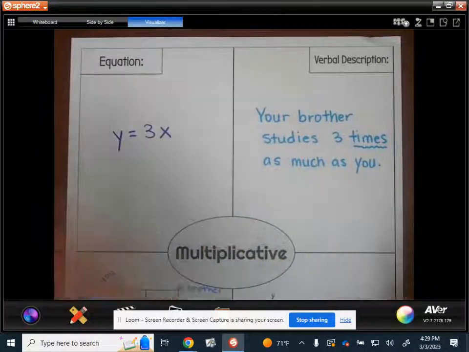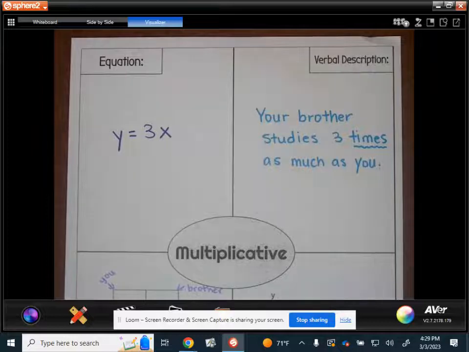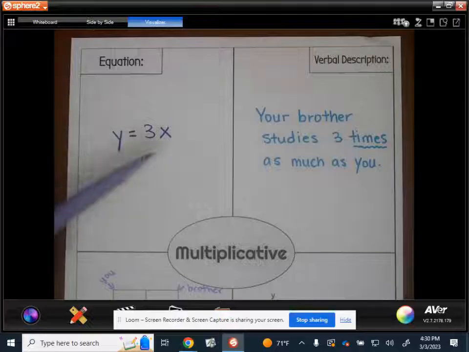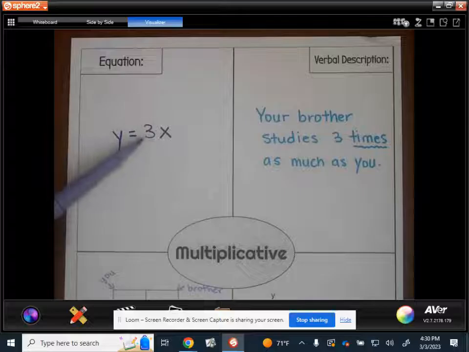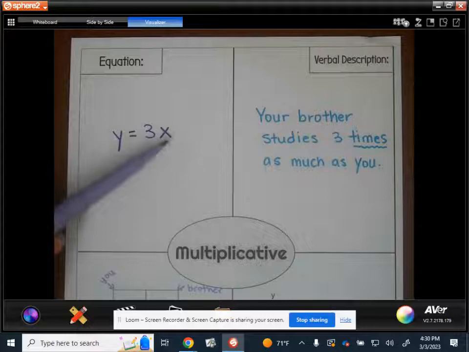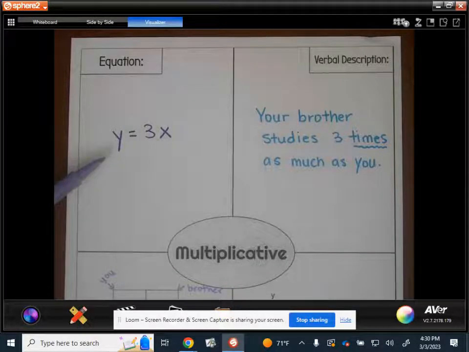I'm still going to use my brother because, you know, sibling rivalry and all. But in this case, your brother studies 3 times as much as you. Now he's really being extra. In our equation, I told you it always starts with y equals. We always have an x, and we always have an operation. In this case, you don't see the sign for the operation, but it's multiplication because of them being next to each other. And then we always have a number. Our number here is 3. So this is y equals 3 times x. Again, this is your brother, he's y, you are x. Whatever you studied, multiply that by 3, and that's going to give you what your brother studied.